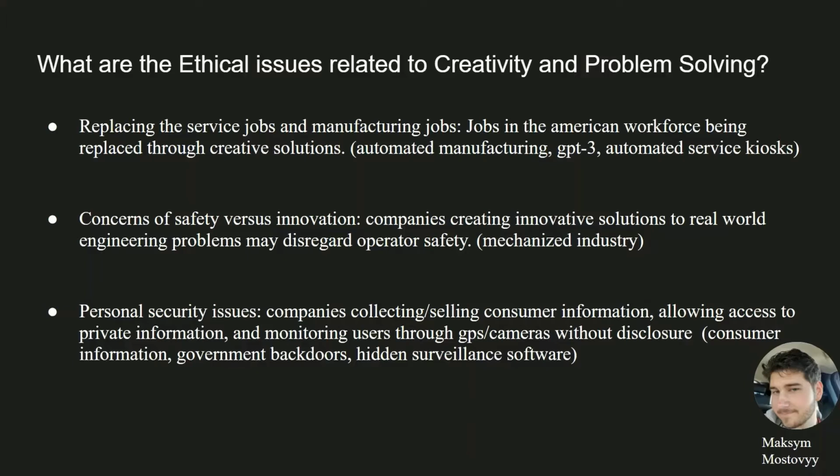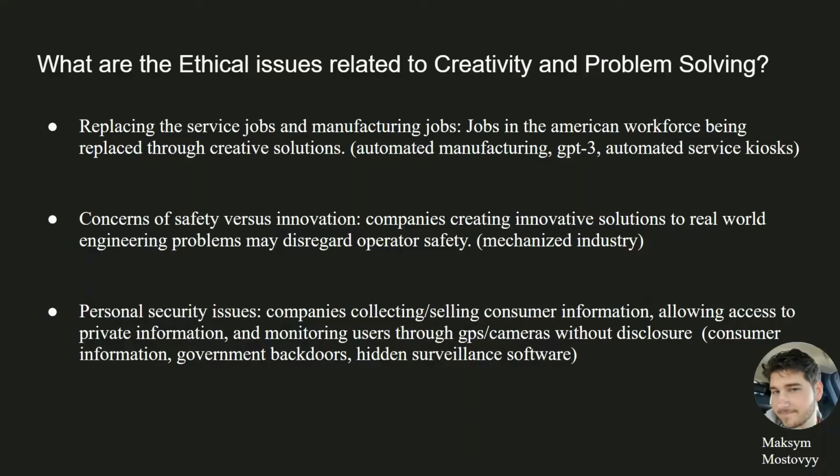Another concern is safety. A lot of creative solutions have innovative technologies that are untested, and when they're first applied in the field, they can cause a lot of accidents. One example is mechanized industry. When we first started the Industrial Revolution, we had so many accidents and fatalities due to lack of safety at the workplace.